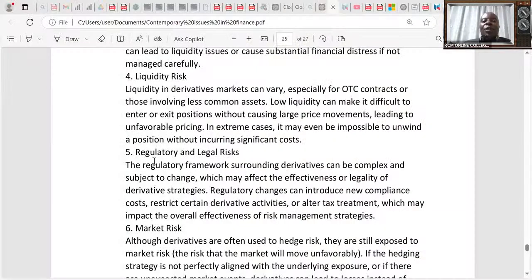All right. Then we have, ladies and gentlemen, regulatory risks here. From the regulators, if it's banks, we have in this case the banking regulator, and the regulatory framework surrounding derivatives.